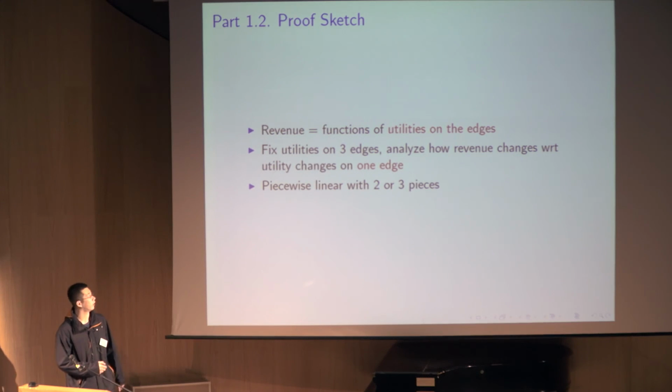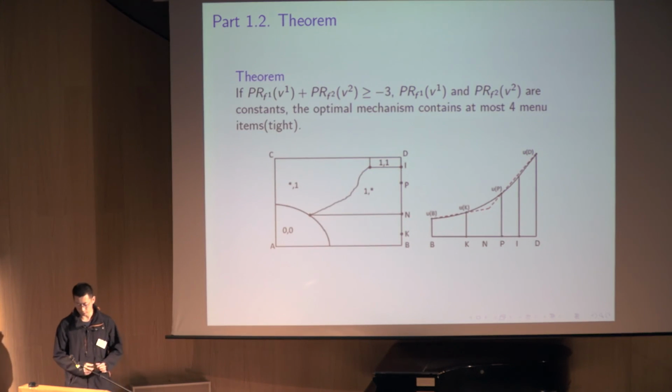And at last, we can prove that the piecewise linear utility function with 2 or 3 pieces is the best. And here is our theorem. If this condition holds, then the optimal mechanism contains at most 4 menu items. And here's the proof. We prove that for any original utilities on BD, there always exists a 2-piece piecewise linear utility that gives weakly higher revenue.